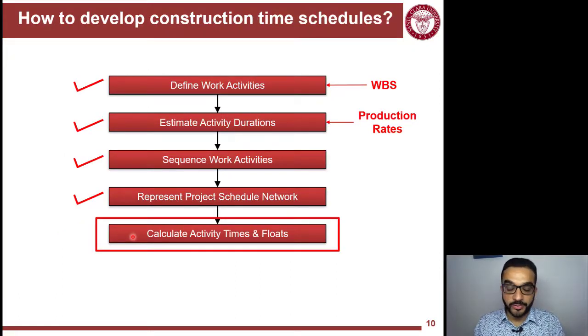So we're done with this video here. We learned about how we represent the schedule network of an activity using bar charts and activity node. And next video, we'll learn about critical path method, and we'll learn about how to do the forward pass and the backward pass calculations to find the activity times. And then in the following video, we'll learn about activity floats or schedule floats.